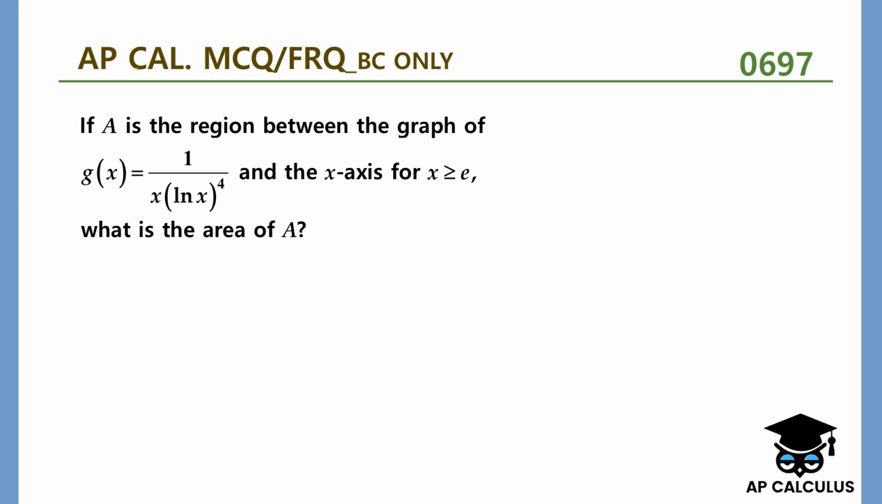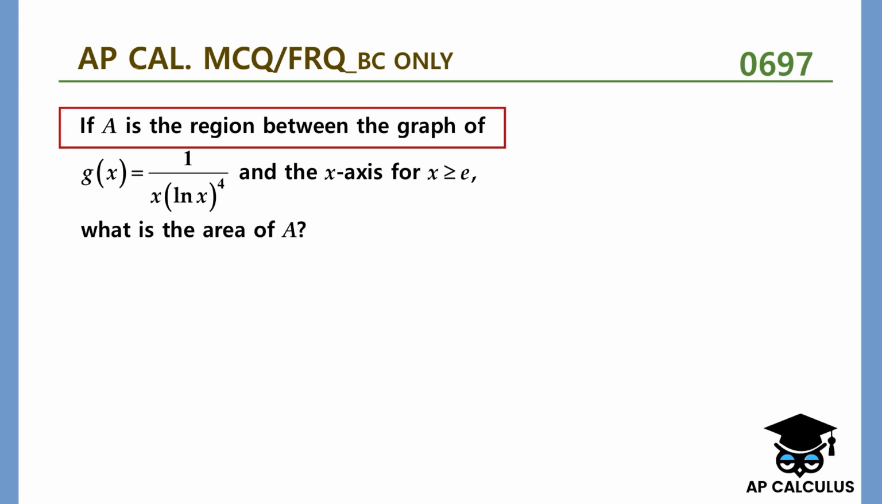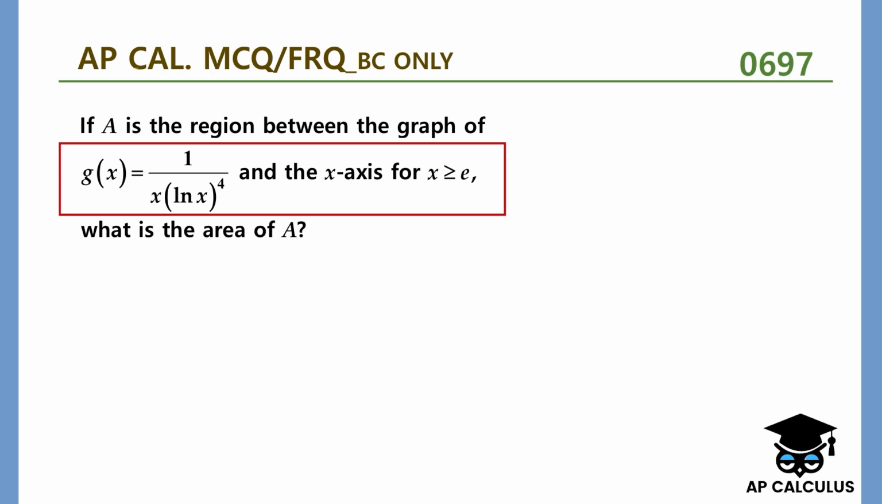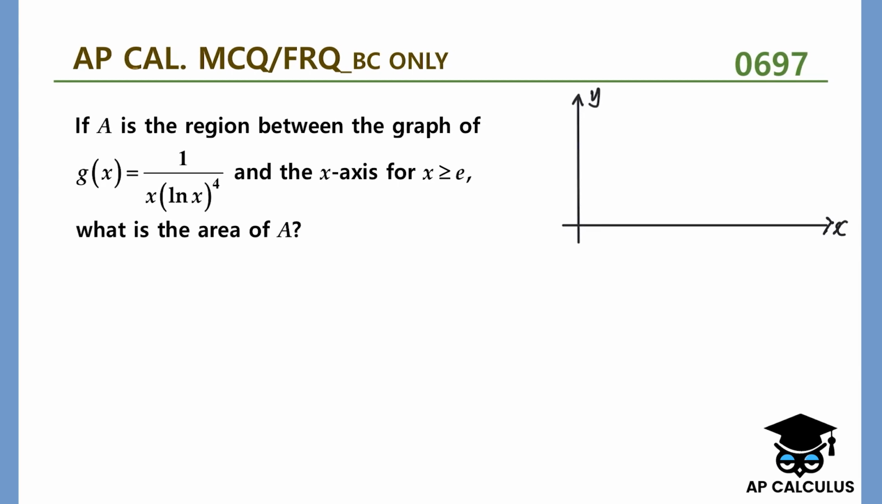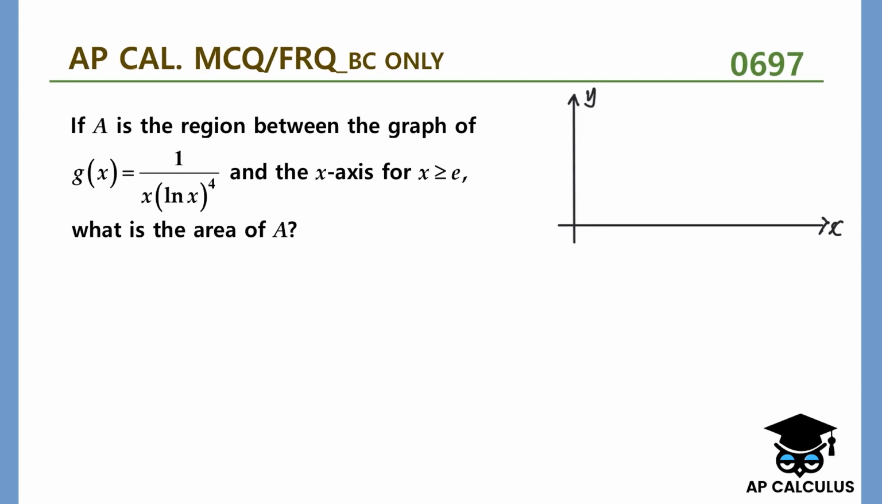Question 697. If A is the region between the graph of g and the x-axis for x greater than or equal to e, what is the area of A? Here we have the xy plane, and the graph of g for x greater than or equal to e is, let's say here's e, and it decreases like that, right? Eventually it approaches 0. So we're trying to find the area of this unbounded region.